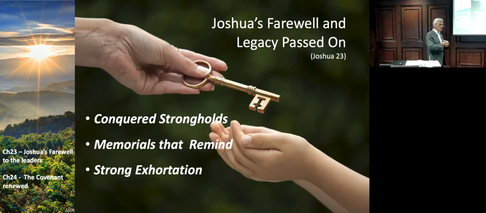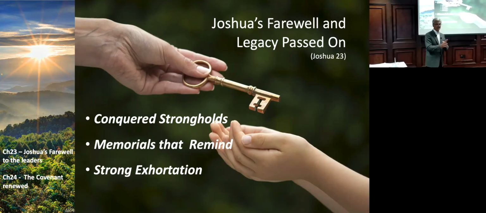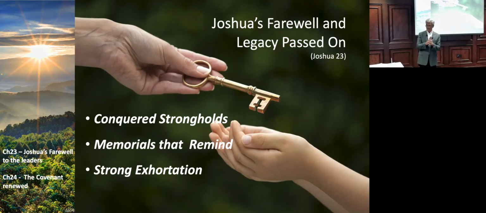Secondly, remain separate from the world. God has a right to expect his people, who are to be a holy people, to be different from the world around them. And that means sometimes breaking friendships and sometimes refusing to do some things.